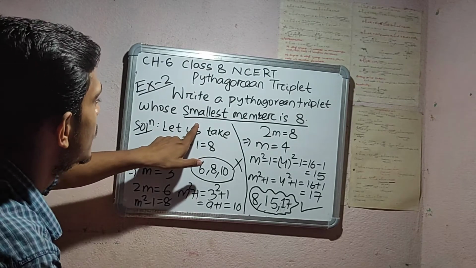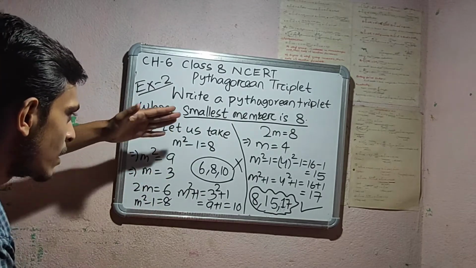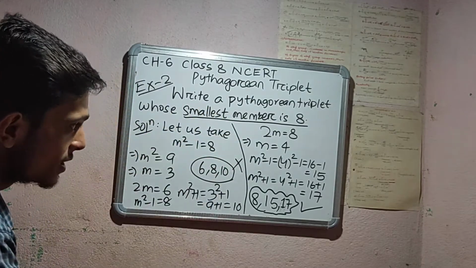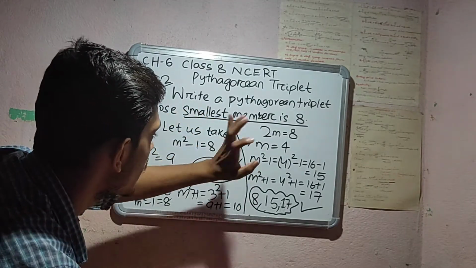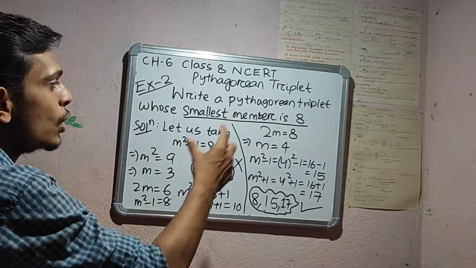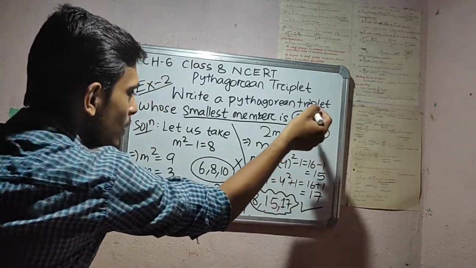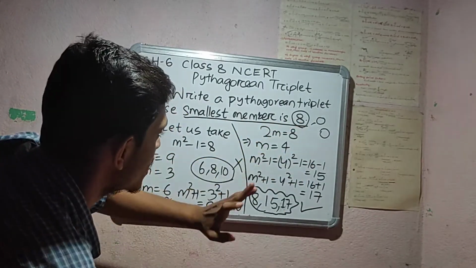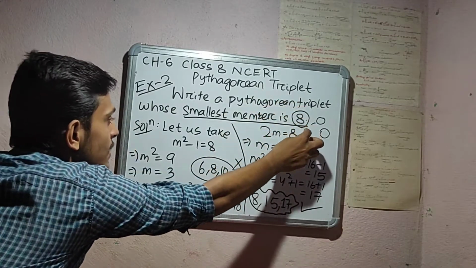What is the importance of this condition? It concerns the smallest member, the largest member, and the middle member. This is very important. Smallest member is 8 means this is one member, and the other two members must be greater than this smallest one.